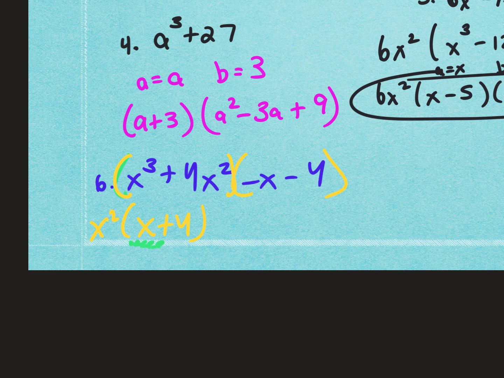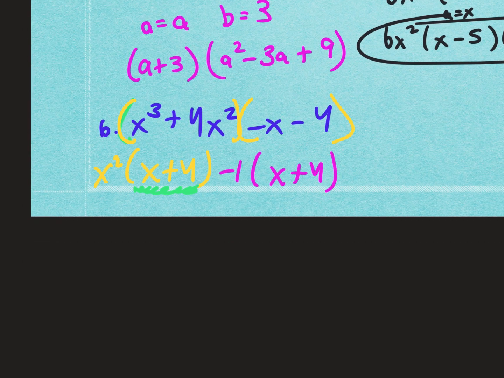What do I want my second parenthesis to look like? X plus 4. Use that as a guide. Right now, it doesn't look like that. But can I take something out of negative x and a negative 4 to give me x plus 4? Negative 1. So I'm left with x plus 4. Now, what is my new GCF that I'm going to write one time out in front? X plus 4. And then what happens with my leftovers?